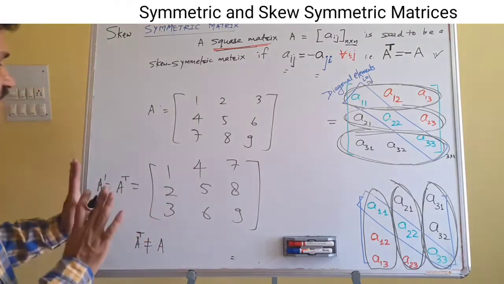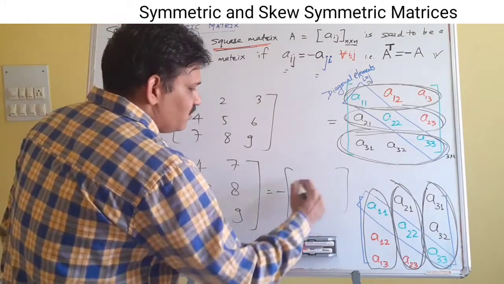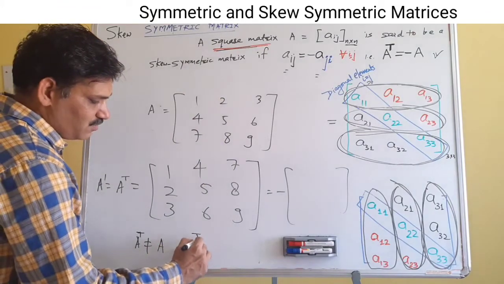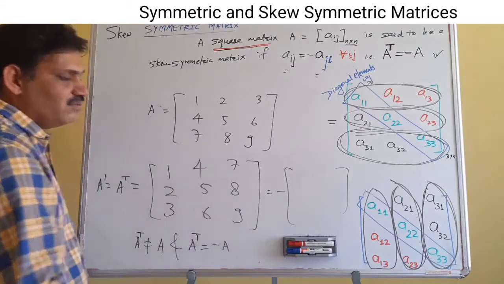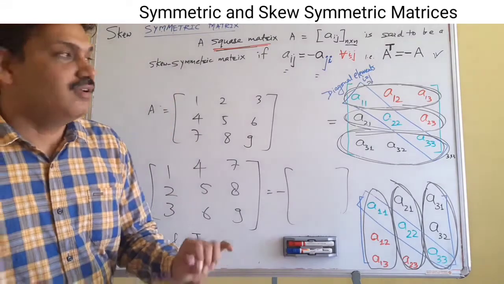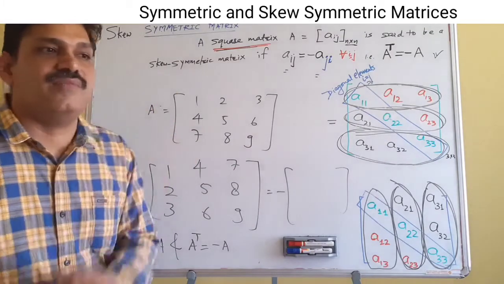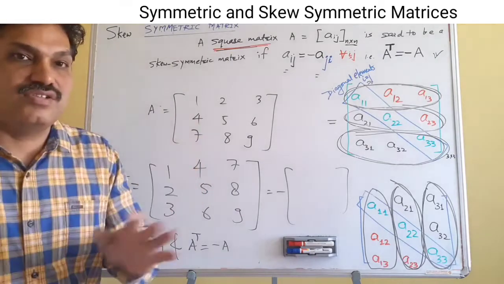So A transpose is not equal to A, and if you try to take a negative sign common, all the elements will become negative, which will again not be equal to A. So A transpose is not equal to A, and A transpose is not equal to minus A. So this matrix is neither symmetric nor skew symmetric.